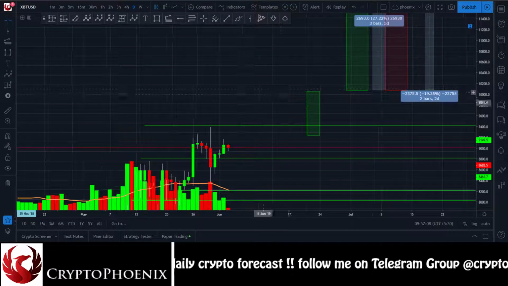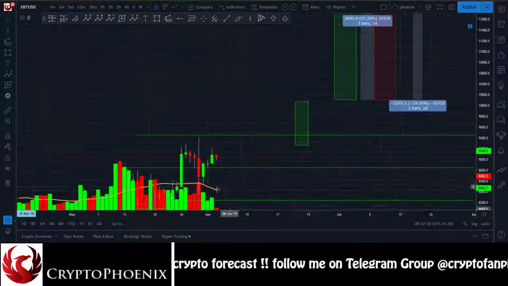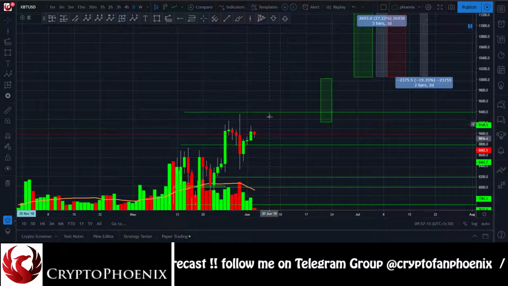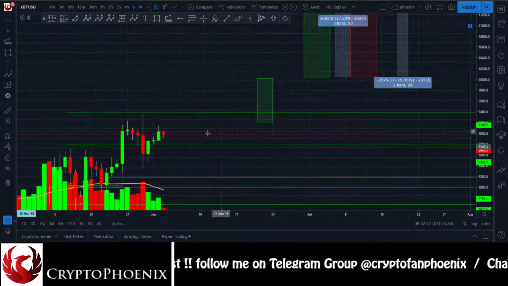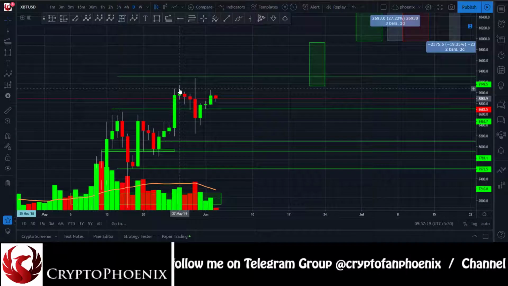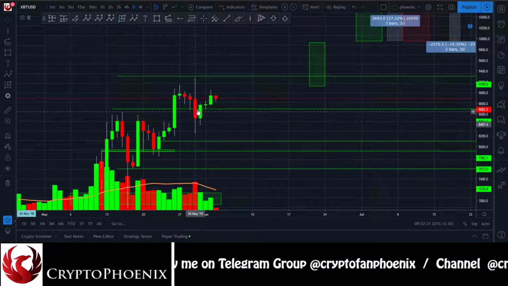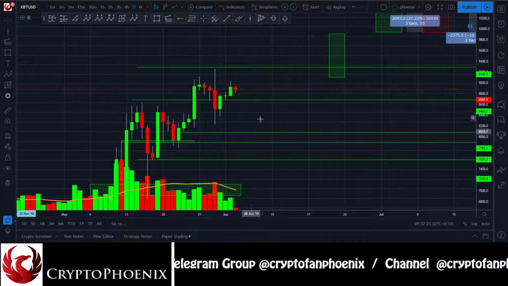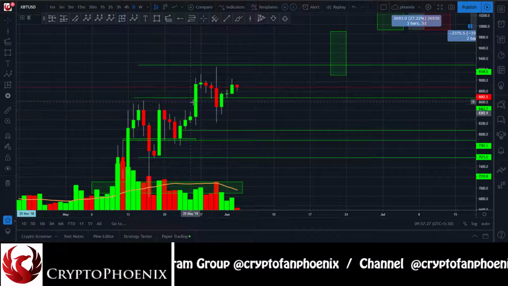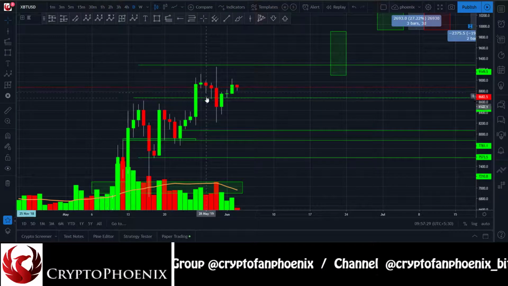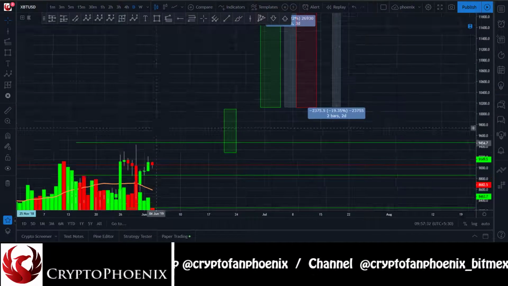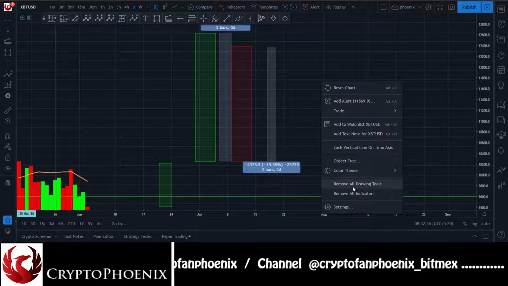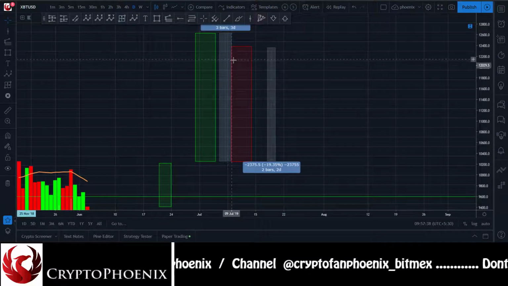So let's discuss what wicks are. Wicks are nothing but the tug of war between the bulls and bears, and the ultimate candle color shows that either bulls or bears have significance on one side. So how are these wicks formed?